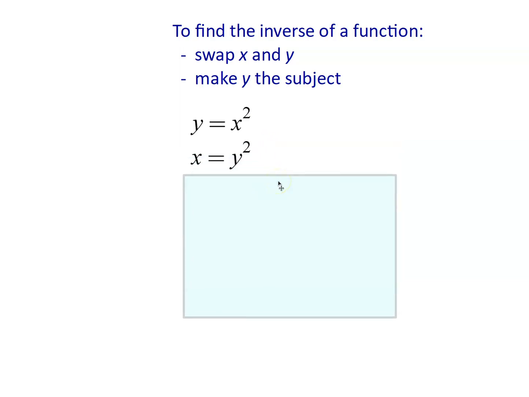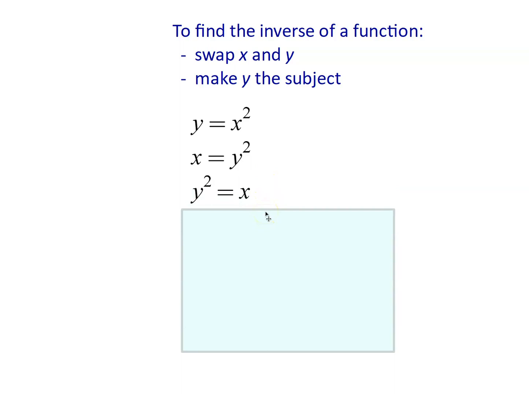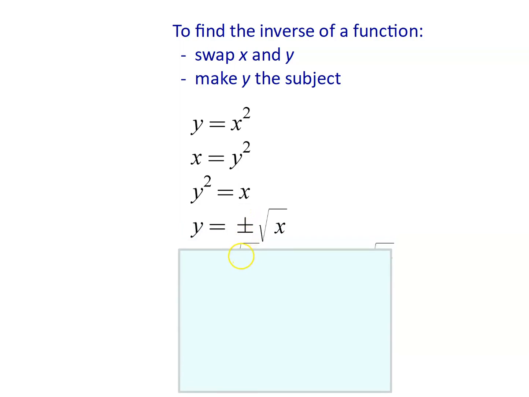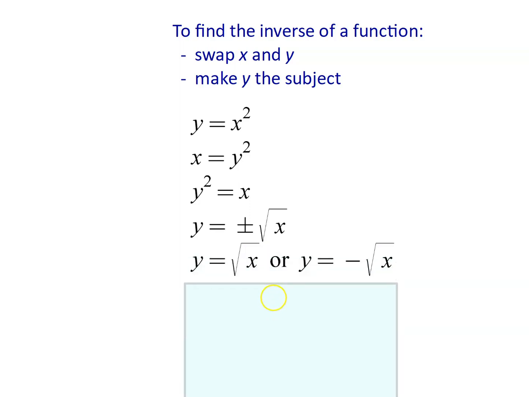So first we swap x and y, and now we have to make y the new subject. So y squared equals x. Just swap the two to put the y on the left, and take the square root. The important thing is to realize you now have two functions: y equals positive square root of x and y equals negative square root of x. That's because a positive times a positive gives you a positive, and a negative times a negative gives you a positive. So in fact we have two different solutions. There they are right there.